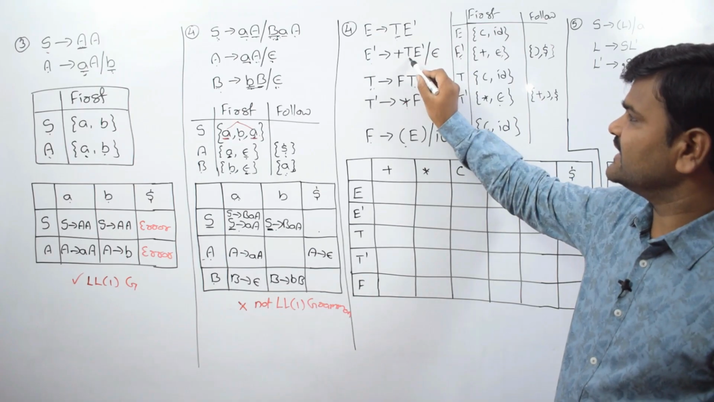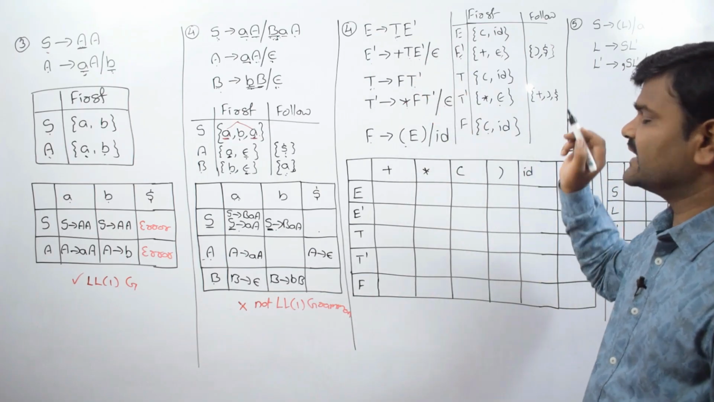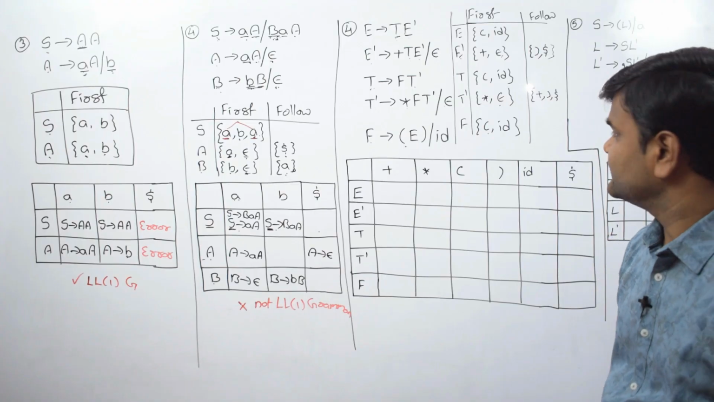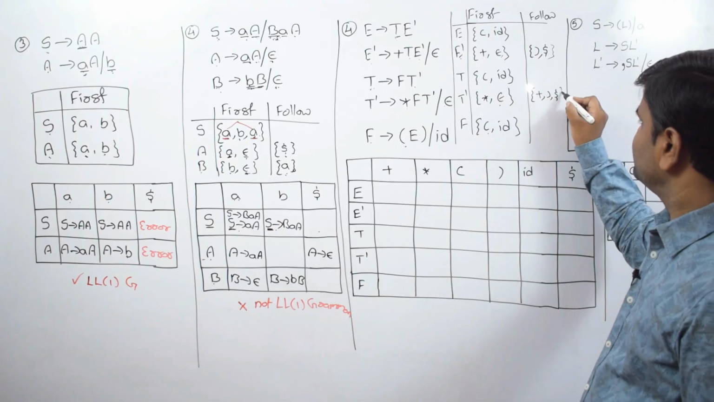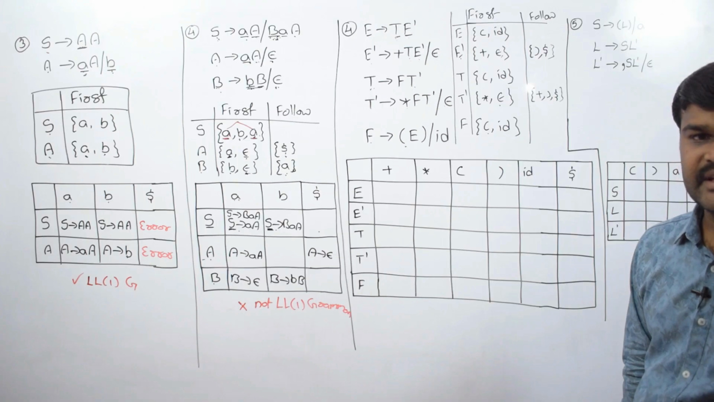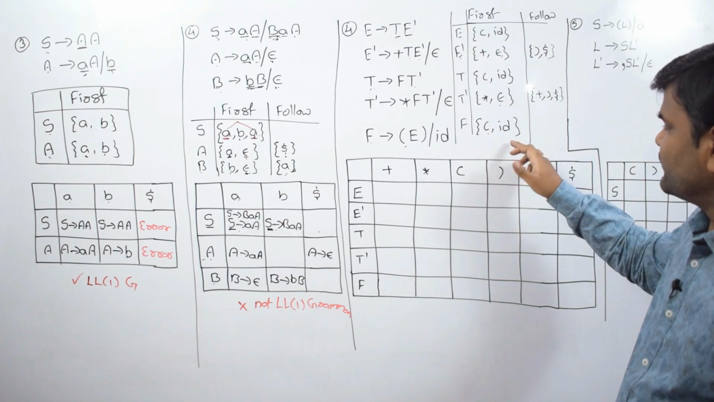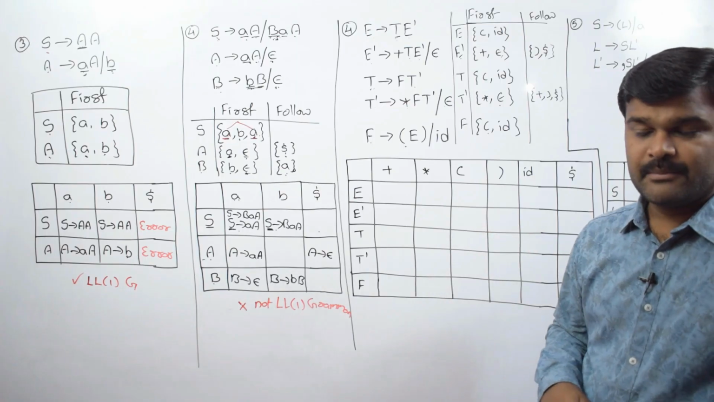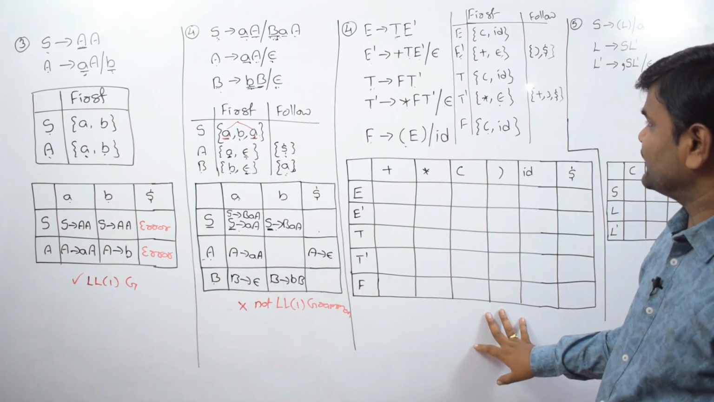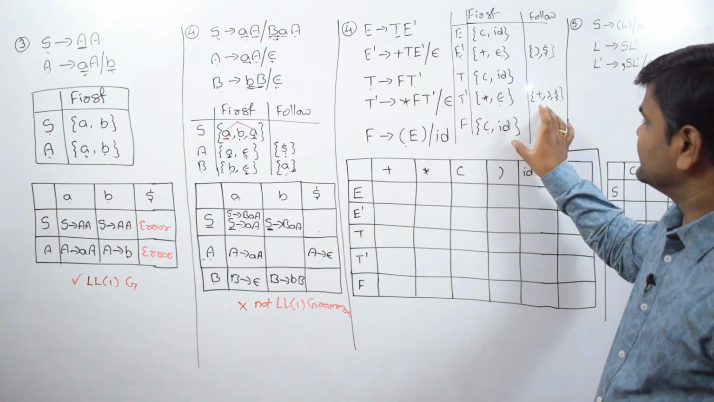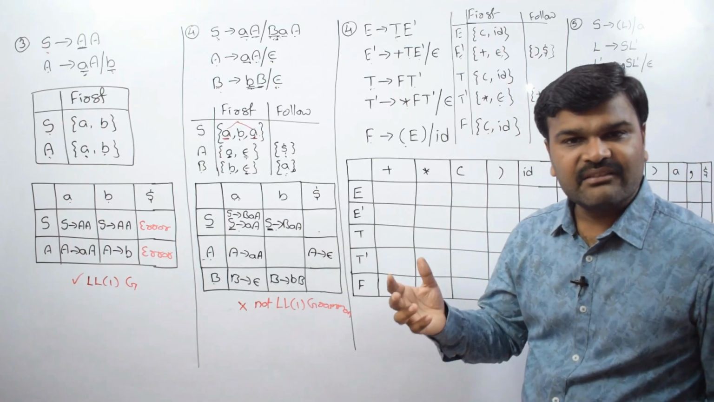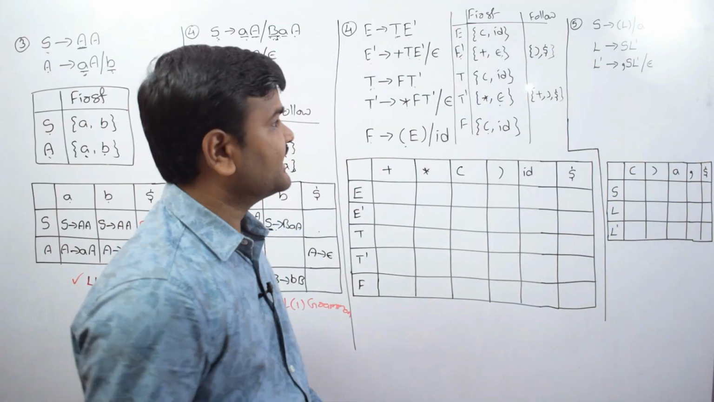Here also T is there, here also E dash, so the same thing we are going to get. So this is the follow of T dash actually. Okay. Now F also we find out. With this we can construct the parse table. But before constructing the parse table, we can tell whether the given one is LL1 grammar or not. So you can check like this.